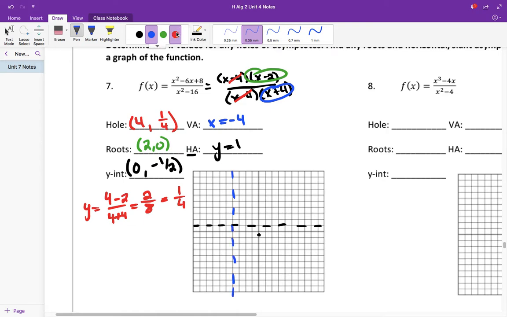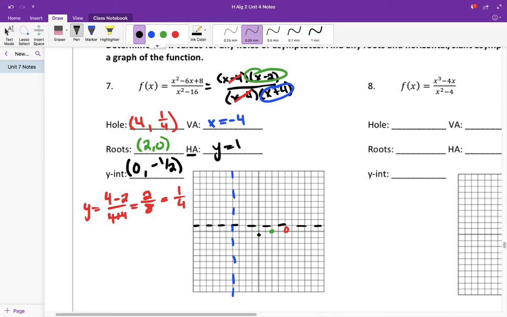And then I've got 2 more points I can graph. I've got (4, 1/4). So 1, 2, 3, 4, 1/4 would be about right here. And when I graph my hole, let me try to do that a little bit better for us here. That needs to definitely be a noticeable hole, so it needs to look like an open point as opposed to being a filled-in point. And then I've got one last point at a root of (2, 0), which would be about right here.